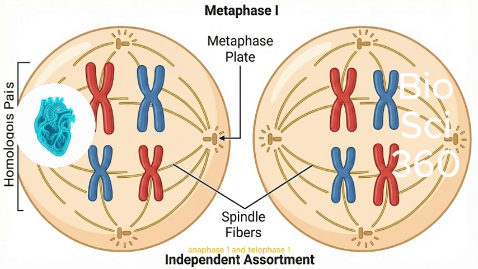Anaphase 1 and Telophase 1. The spindle fibers pull the homologous pairs apart. Crucial distinction. In mitosis, we pull sister chromatids apart. In Anaphase 1 of meiosis, the sister chromatids stay together. We are separating the sets, not the twins. The cell then pinches, cytokinesis, resulting in 2 haploid cells.